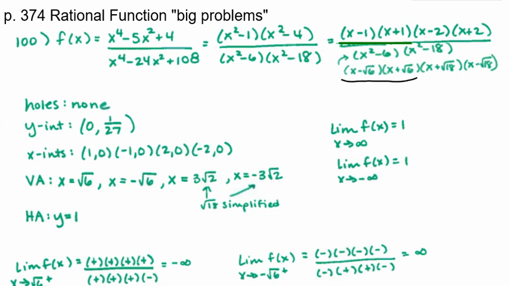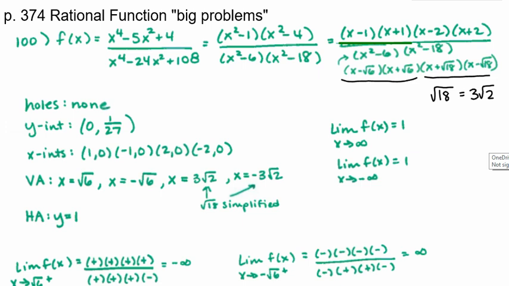And then I took x squared minus 18 and I factored it into x plus square root 18 and x minus square root 18. And of course, later I'm going to show that square root 18 is 3 square root 2. That would be your simplified form of that number. Okay, well, nothing cancels. So we have no holes in this function.